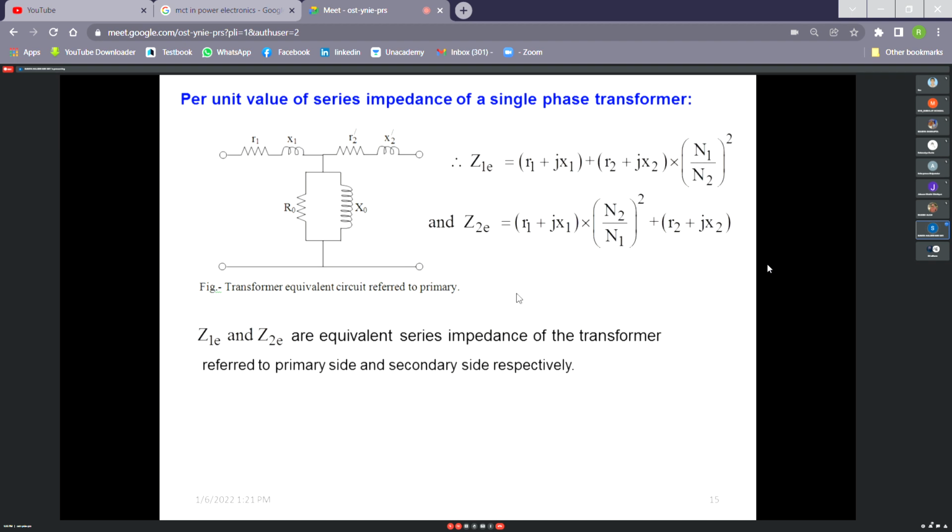Now you see, obviously, if I multiply Z1E by (N2 by N1) whole square, then we can get Z2E. So this is the relation. Here there are no per unit quantities. All are the actual values. We have not entered into the per unit concepts. So all are actual quantities. So Z1E and Z2E are entirely different. There is no chance to match them.